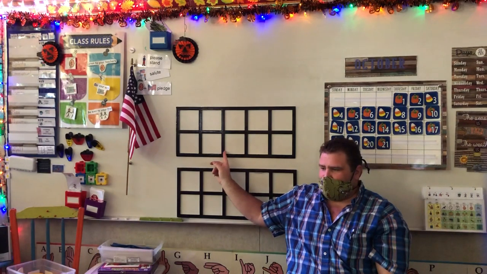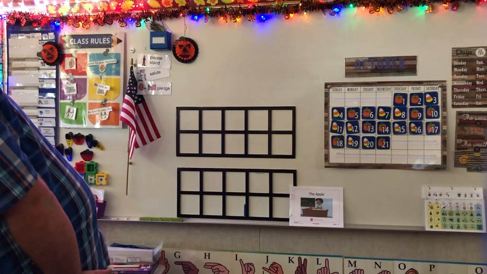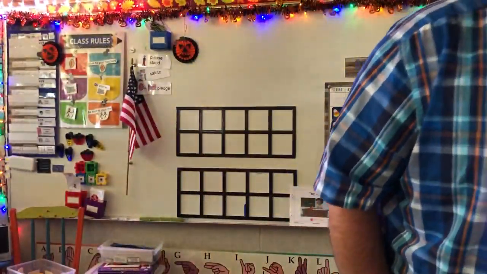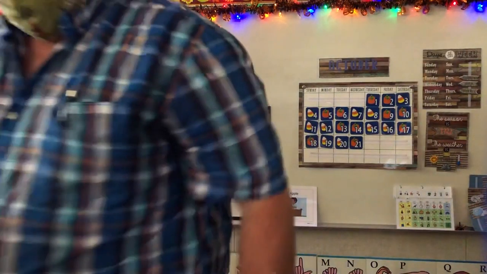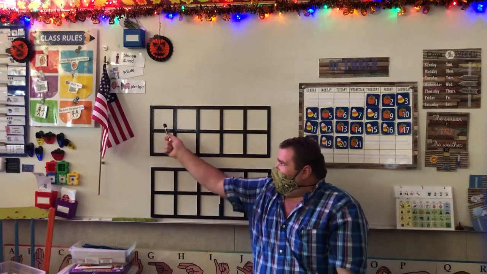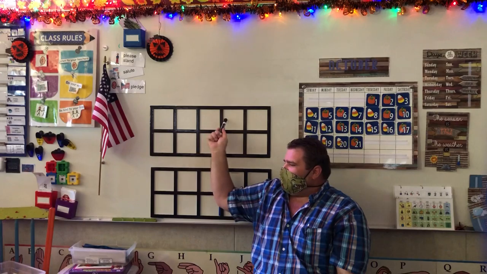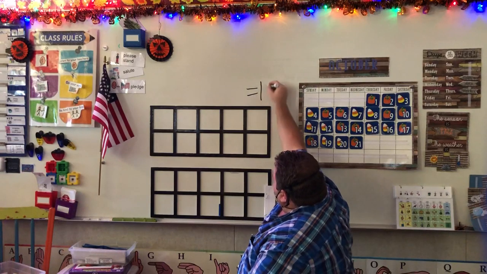How many empty squares are in our 10 frame? How many? Look, how many squares? How many empty ones? And what number is that? 10. Thanks, Sergio. How many empty squares? 10. Max, how many empty squares in our 10 frame? 10. Let's see if we're right. Let's count them all together, starting with 1. Ready? Here we go. 1, 2, 3, 4, 5, 6, 7, 8, 9, and 10. There are 10 empty squares in our 10 frame.